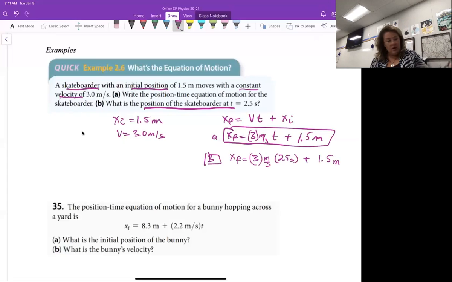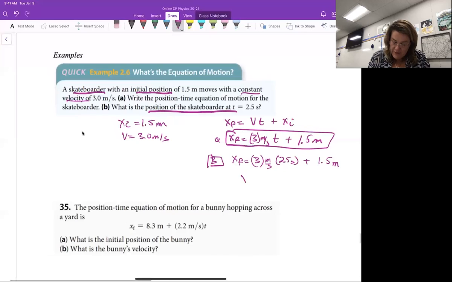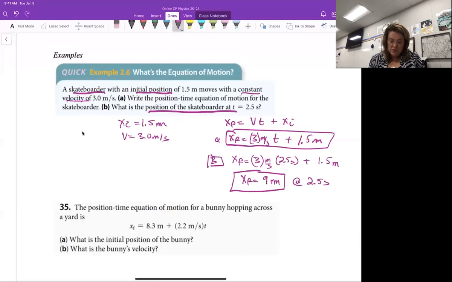I have not worked the problem. I can't do anything in my head, by the way. So 3 times 2.5 plus 1.5, 9. So I get the final position is equal to 9 meters. And when was that? That was at 2.5 seconds. Okay, so there is my answer to B.